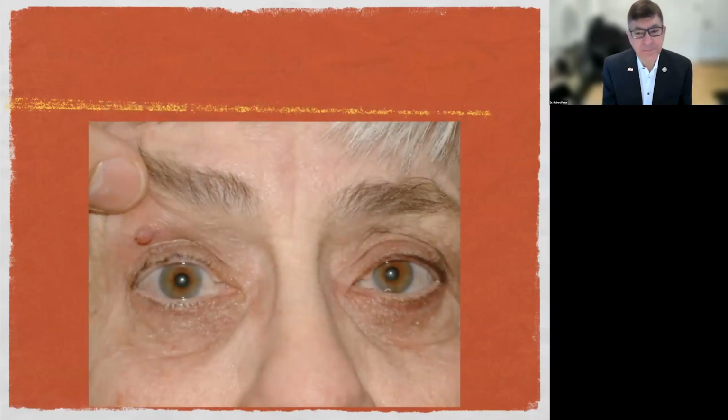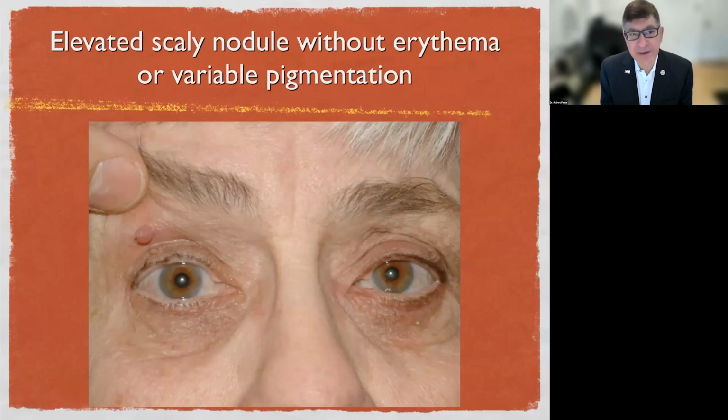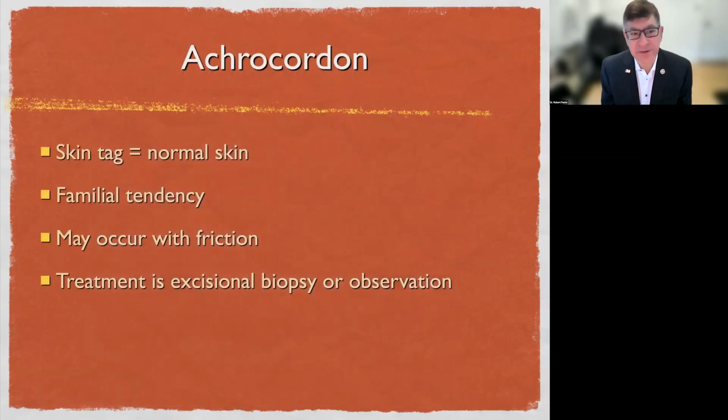How about this one? How would you describe this mass at the right upper eyelid for this patient? I'm describing it as an elevated scaly nodule without erythema or variable pigmentation. This is an acrochordon, also known as a skin tag. There's a familial tendency for these. They certainly occur in areas of friction like the axilla, sometimes parts of the face. Again, the treatment is observation. These could be safely left alone, or excisional biopsy.